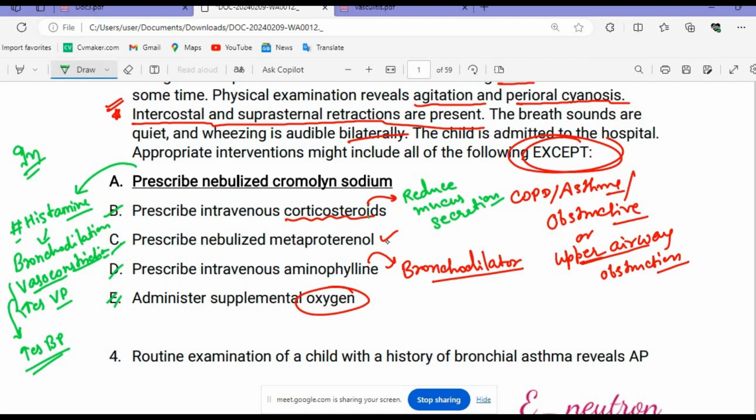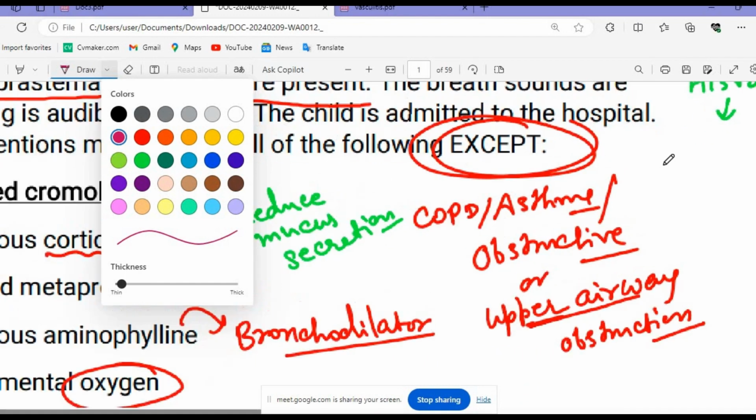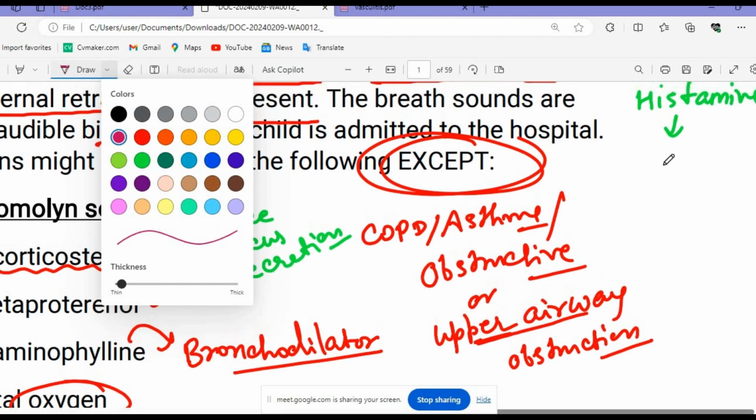I hope everyone knows what the histamines do. What does the histamine do? What is the function of histamine? Write me in the chat box. Bronchoconstriction or bronchodilation? Yeah.